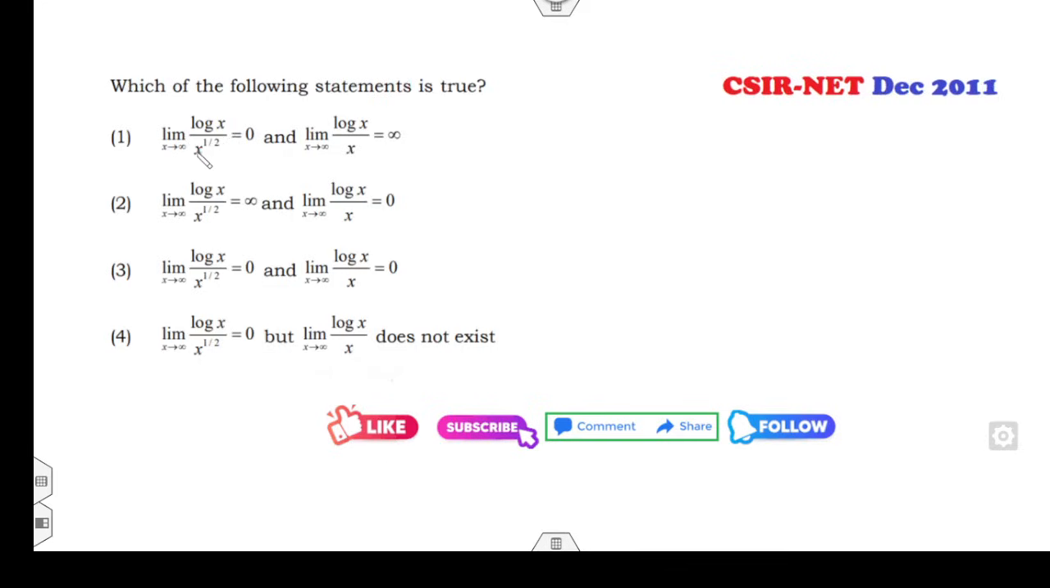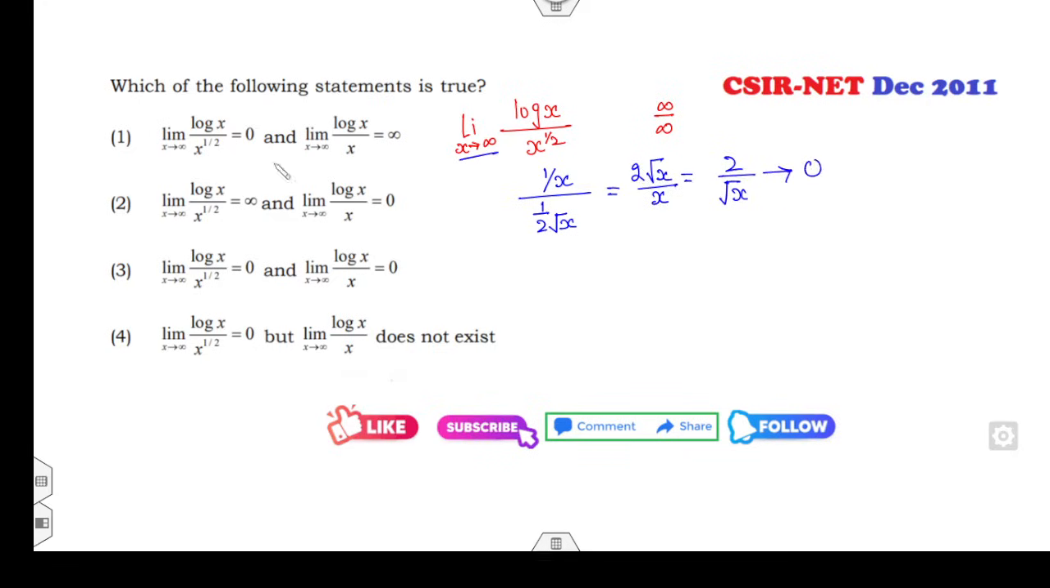Okay, look at the first term. When you take log x over x raised to power half, limit x approaches infinity. Clearly this is the infinity by infinity form. I can apply the L'Hopital rule. Fine. 1 over x, over 1 over 2 root x. So I can write 2 root x divided by x. So that will be 2 over root x. So whenever x approaches infinity, this goes to 0.